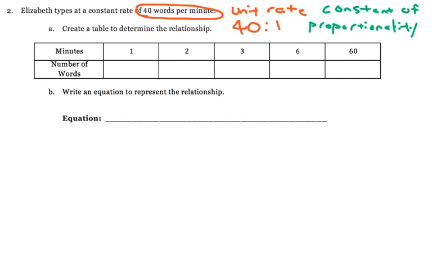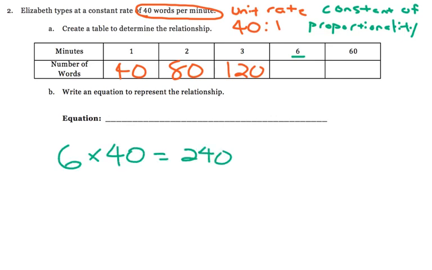All right, so if we use that unit rate in 1 minute, Elizabeth will type 40 words. In 2 minutes, she'll type 80. In 3 minutes, she'll type 120. But then be careful here. You might be like, oh, it's just always going by 40. But the next thing they ask about is 6 minutes. And 6 times 40 is 240.